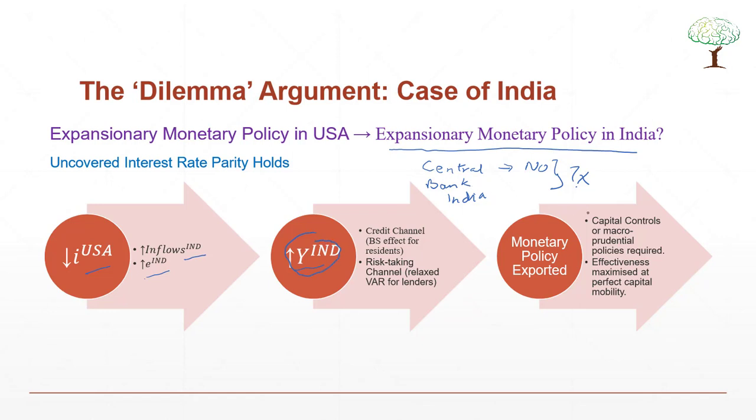So basically monetary policy is getting exported. So how do you still maintain an independent monetary policy? By having some capital controls or macroprudential policies, and the effectiveness will be maximized at, again, high capital mobility. When there is much more capital mobility, there is more need for capital controls or macroprudential policies.